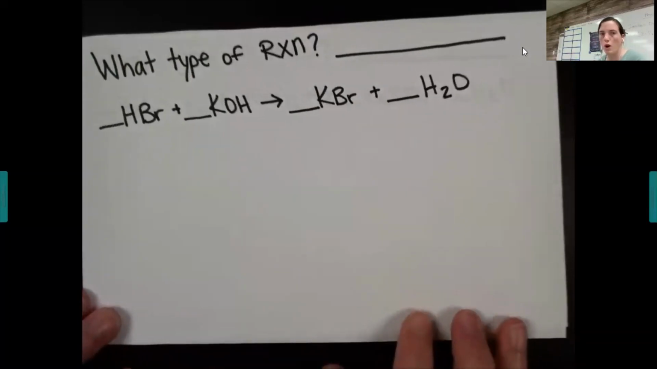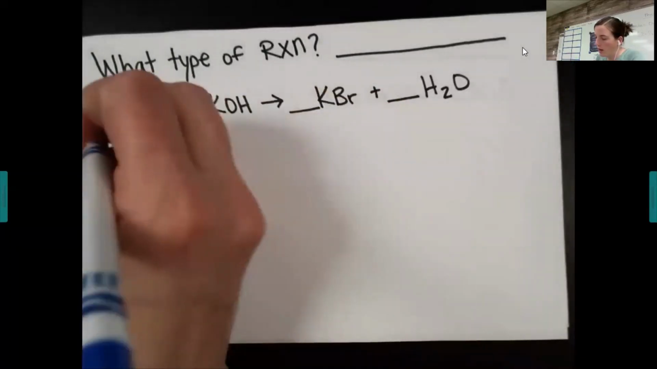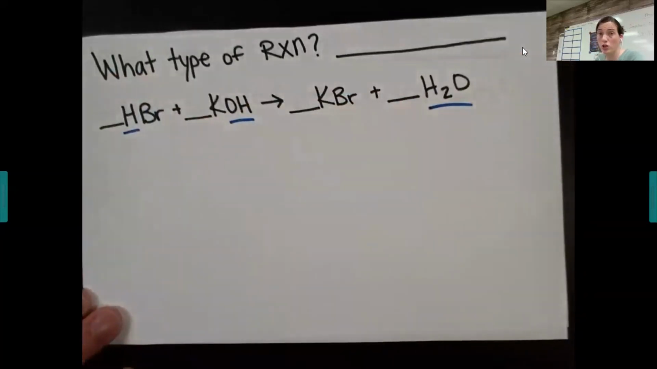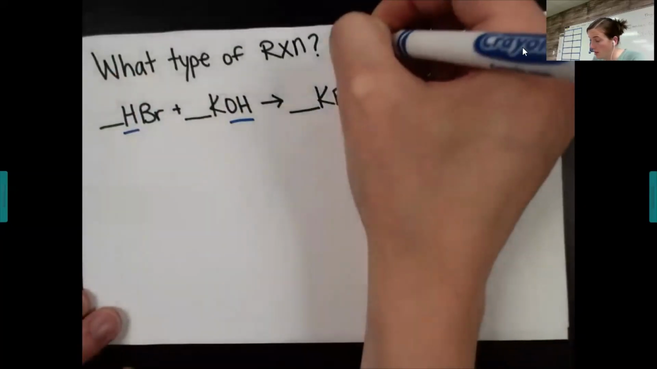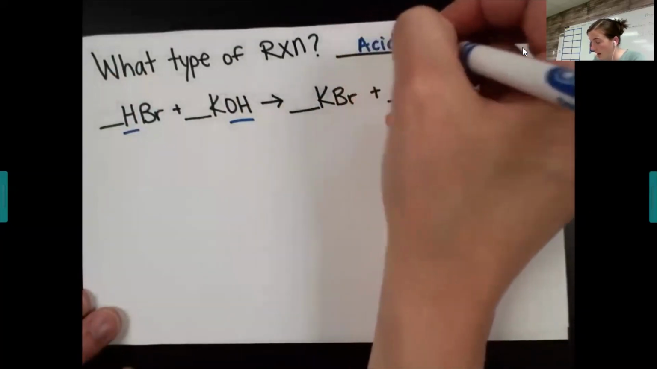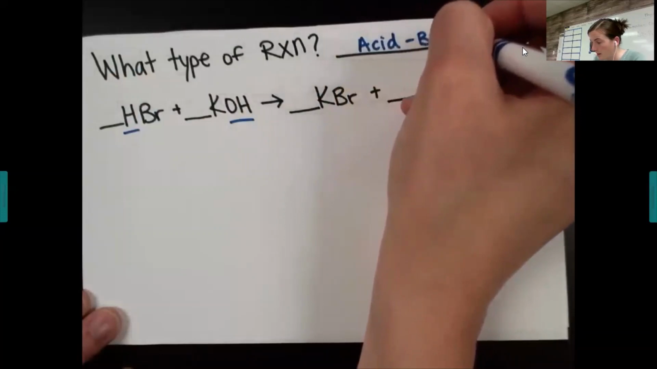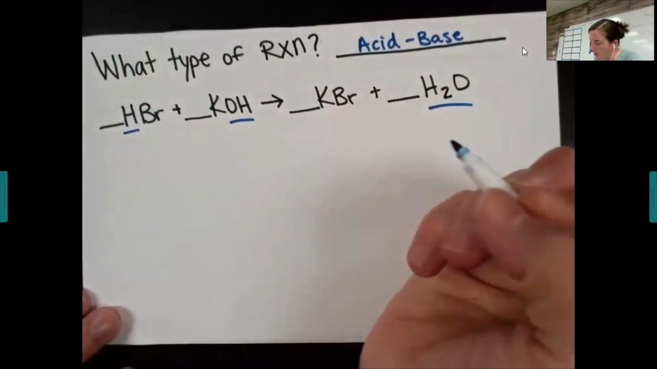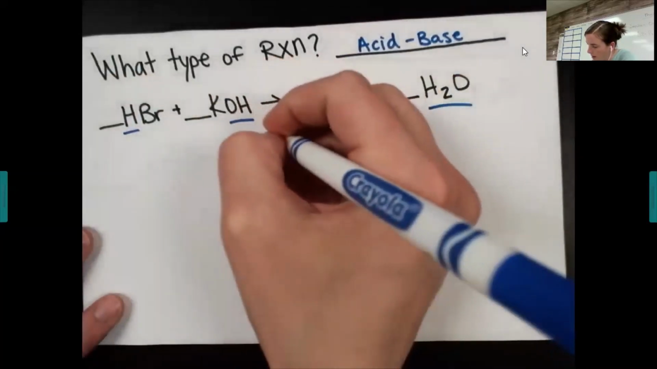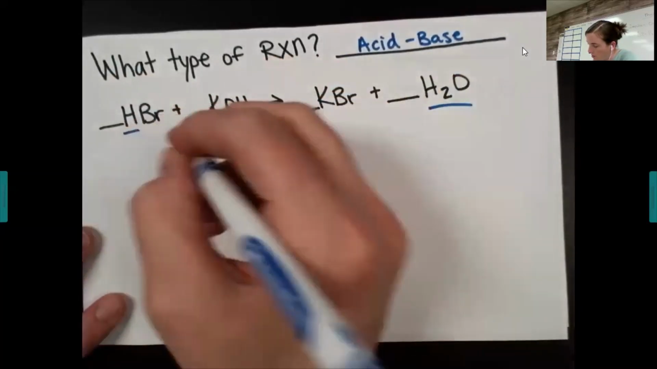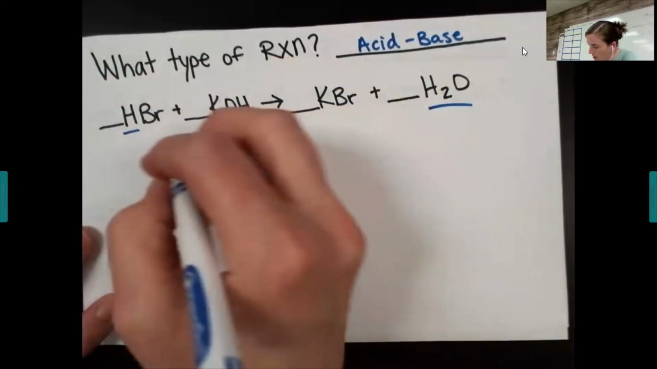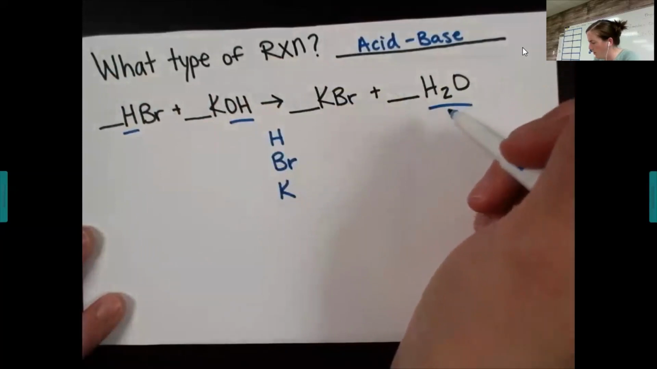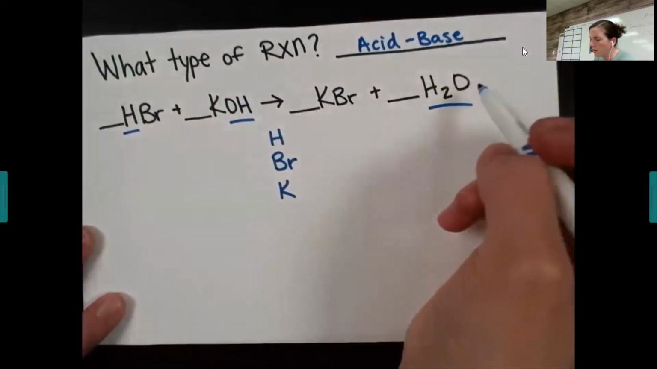Okay, next, what kind of equation do we have? Right, I see H, I see OH, and I see H2O. All right, so this is acid base. Okay, so when I list out what I have, we have hydrogen, we have bromine, we have potassium, and we have OH here.